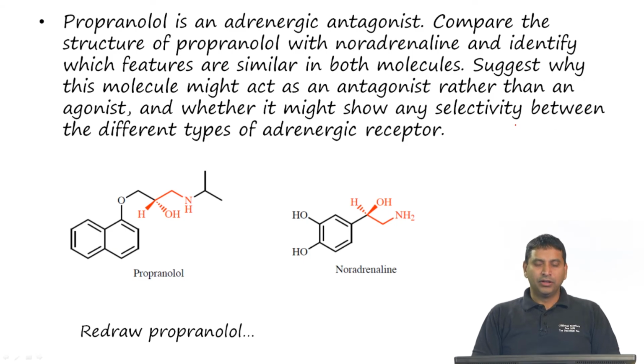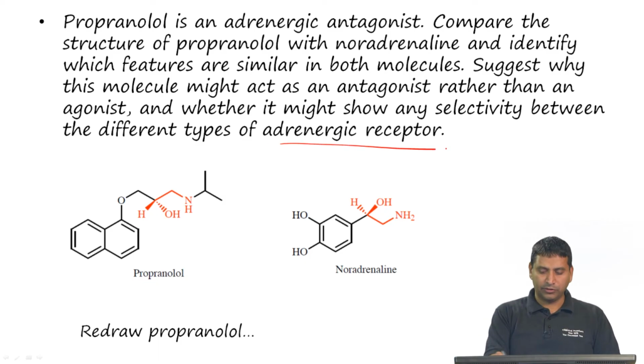Okay. So, the next question is propranolol is an adrenergic antagonist. Compare the structure of propranolol with noradrenaline and identify which features are similar in both molecules. Okay. Then suggest why this molecule might act as an antagonist rather than as an agonist, and whether it might show any selectivity between the different types of adrenergic receptors.